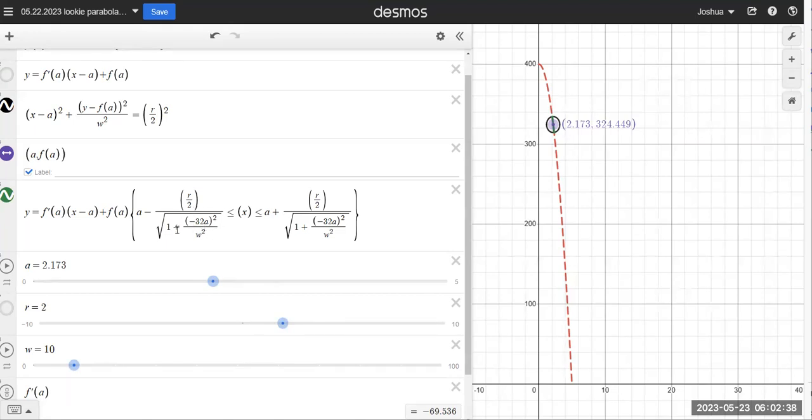So for the hypotenuse within the work circle, from the center to the edge of the circle, we'd have 1 plus f prime of a squared, f prime being negative 32a. Here I actually wrote it in, divided by the window setting w, which is also squared. So it's negative 32a over w squared.